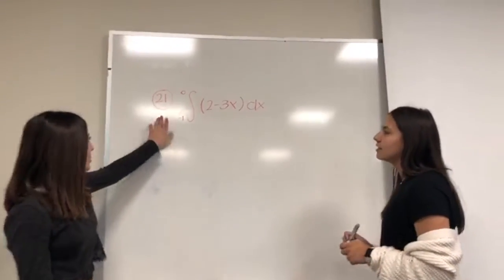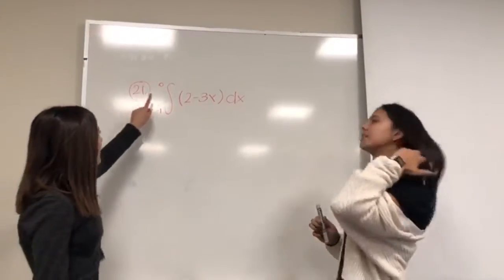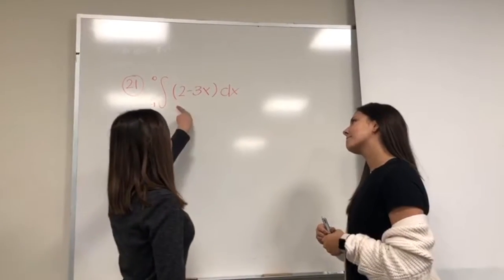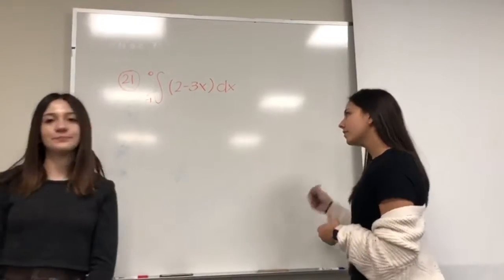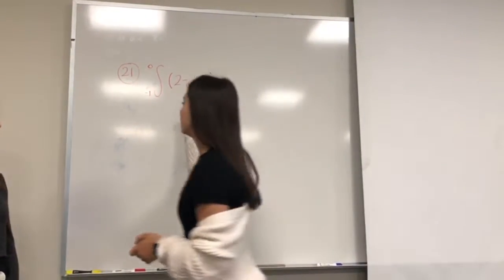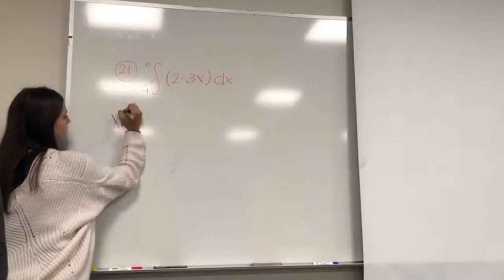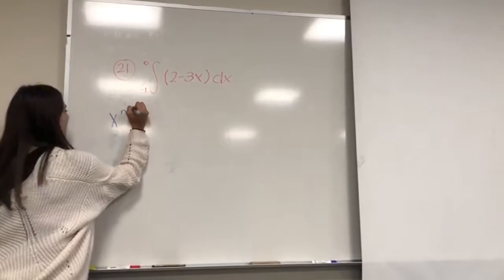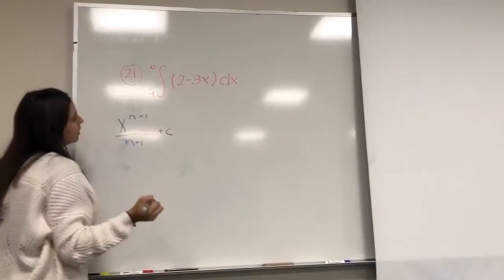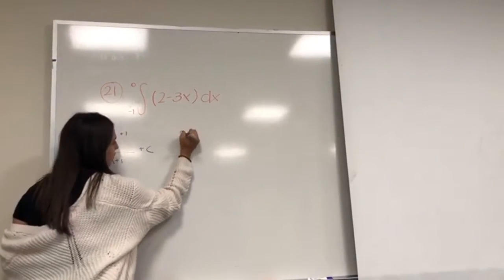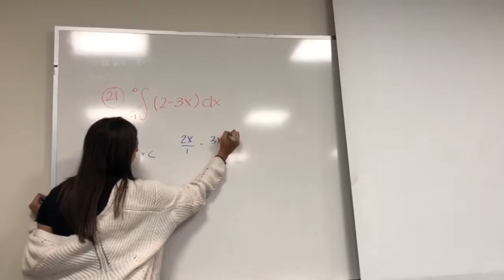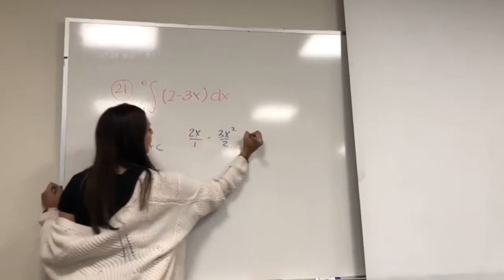This is our problem number 21. The antiderivative from 0 to -1, and the function is 2 minus 3x dx. So the first step we have to do is integrate the function with the formula x^(n+1) over n+1, plus c. So we have to do 2x over 1 minus 3x^2 over 2 plus c.